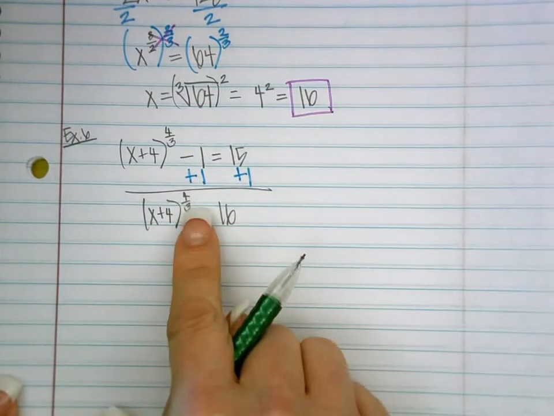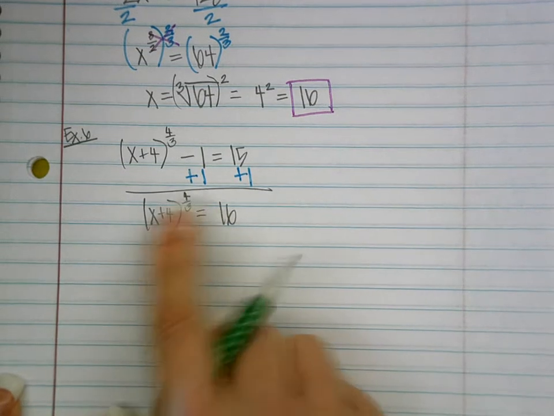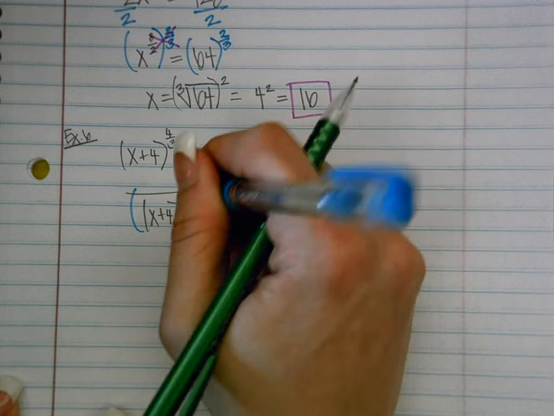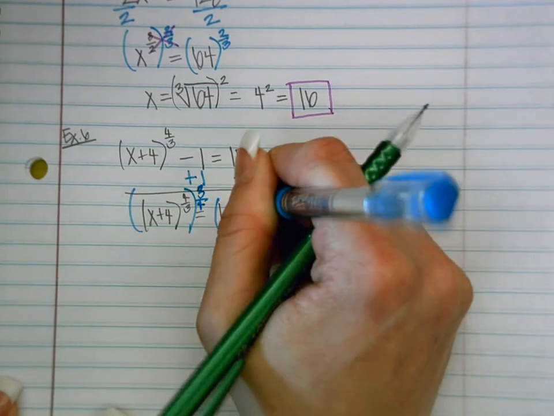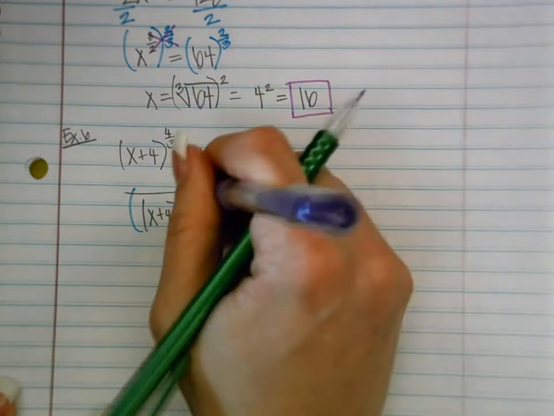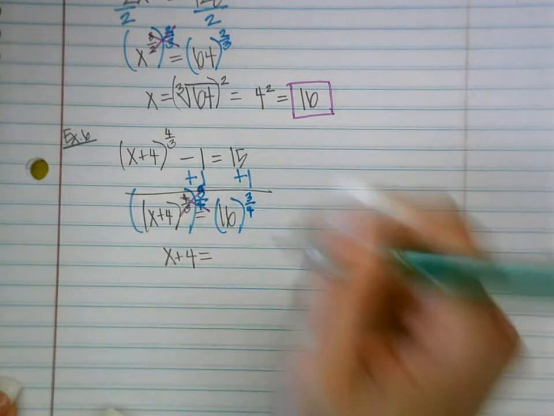Now, this whole thing has a power on it. So you have to get rid of the whole thing first. So what's the reciprocal of 4/3? 3/4. So reciprocal just means flipped over fraction. It has nothing to do with positive, negative. Then these reduce to equal 1. So we have x plus 4 equals 16 to the 3/4.